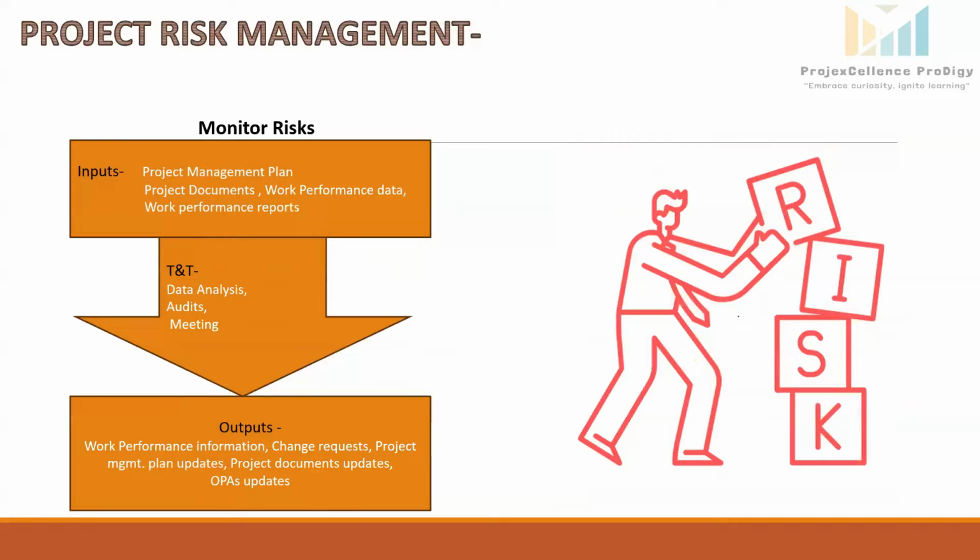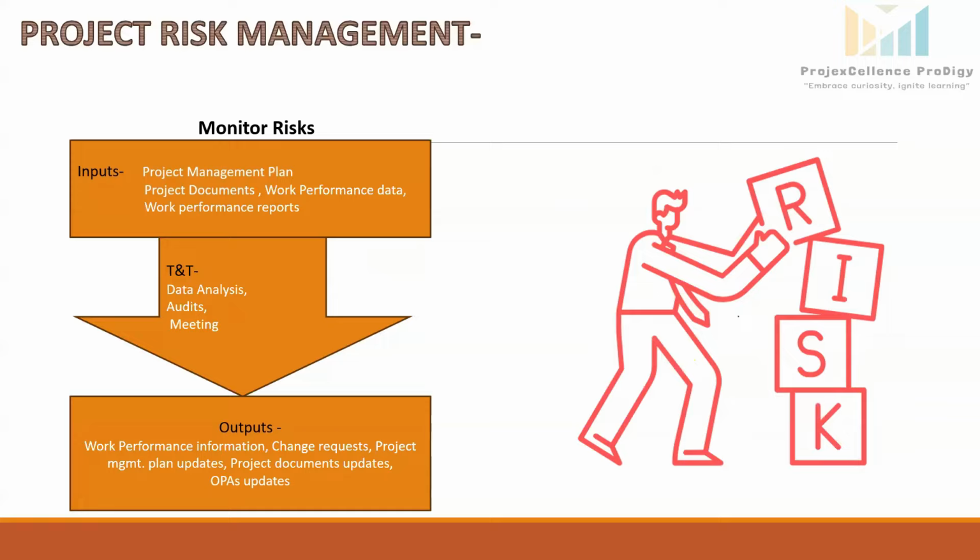Monitor risk is the process of tracking how well risk response plans are being carried out, keeping an eye on known risks, identifying new risks, and assessing the effectiveness of the overall risk management process throughout the project. So inputs here are project management plan, which guides the monitoring processes, including how and when risks are reviewed, roles, responsibilities, and reporting formats. Project documents, issue log, lessons learned register, risk report. These all documents will give the inputs to the monitor risk process.